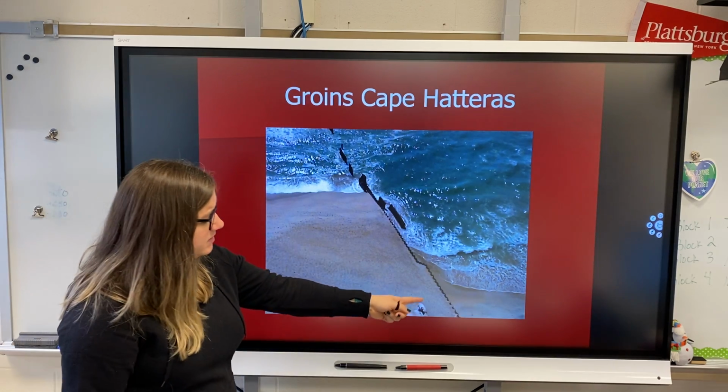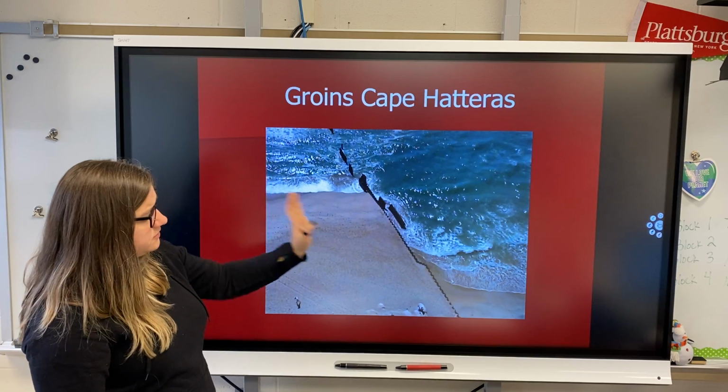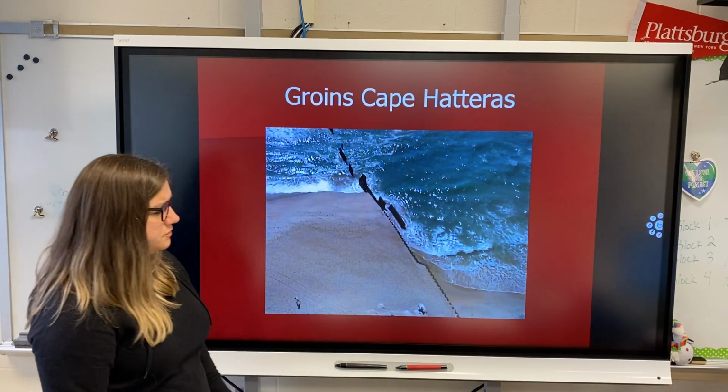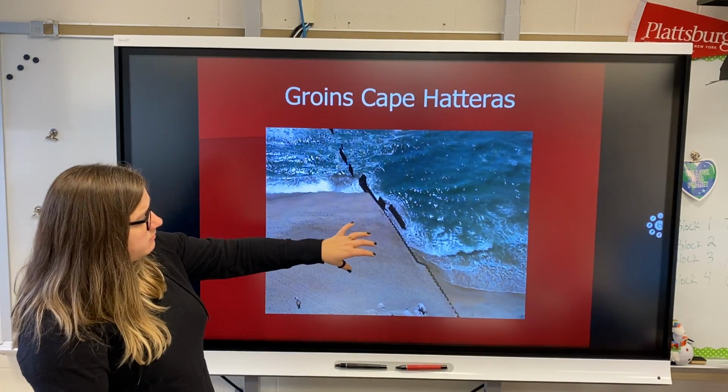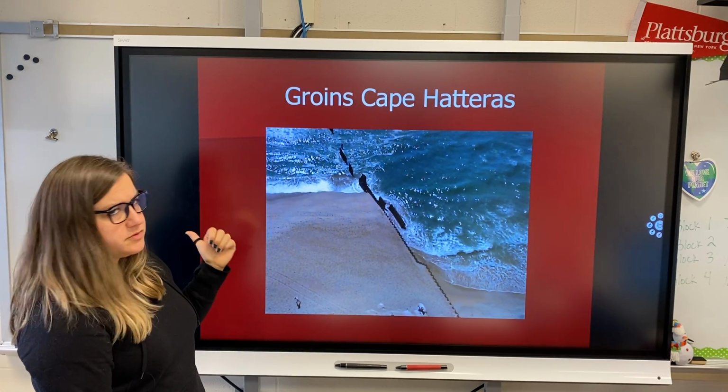So you can actually see these big metal pieces, they jut kind of out in the water, and it prevents a lot of the sand from moving down the beach and ruining the beach. Sometimes they'll come back in here and they will bulldoze a lot of the sand and they'll remove it at different parts of the beach.